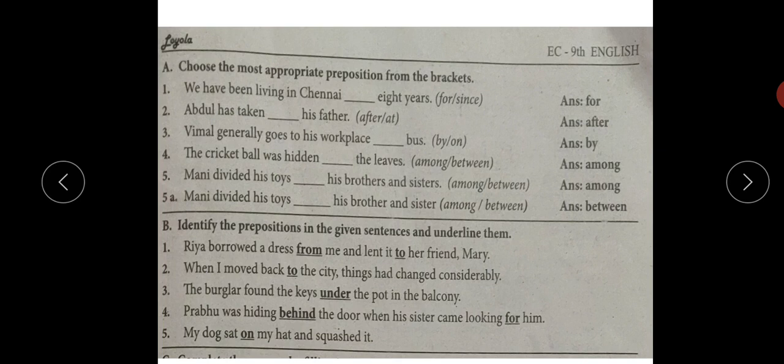Prabhu was hiding where? Behind the door when his sister came looking. யாருக்காக? அவளை பார்க்க வரும்போது, for. So behind and for are the prepositions here. My dog sat on my hat and squashed it. Again, where did the dog sit? On my hat. Again, on is the preposition there.